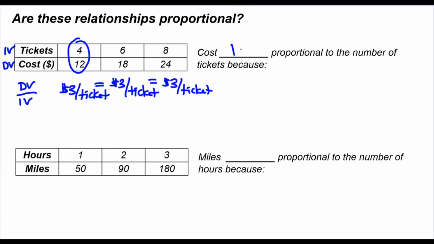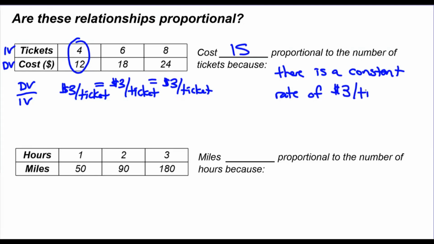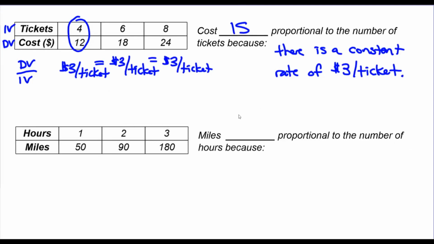So the cost is proportional to the number of tickets because there is a constant rate of $3 per ticket. There's a constant unit rate in this table of $3 per ticket. It's always $3 per ticket, no matter how many tickets we purchase.